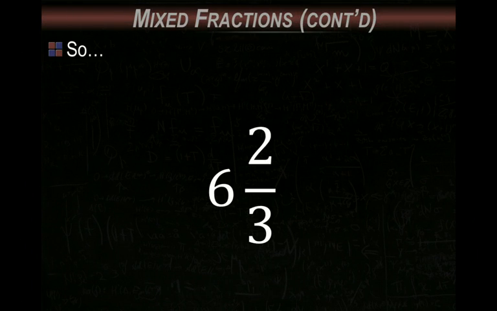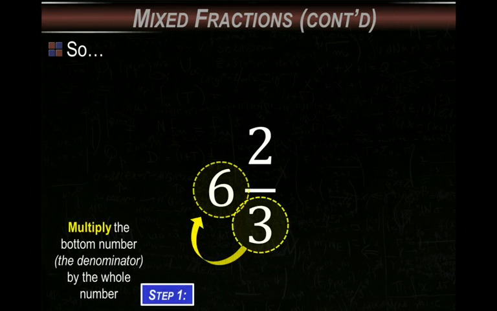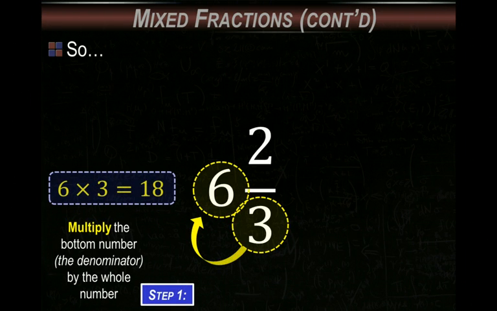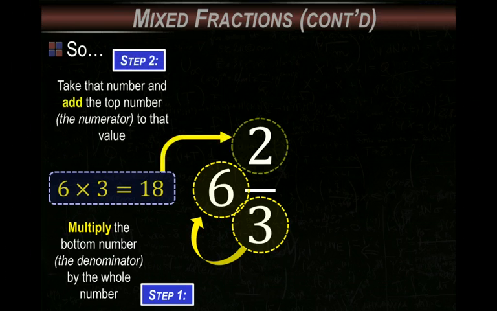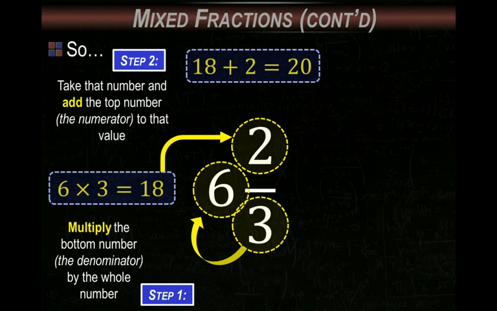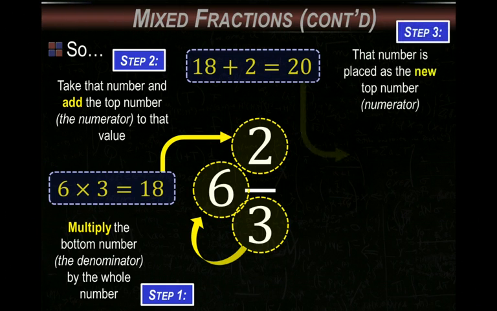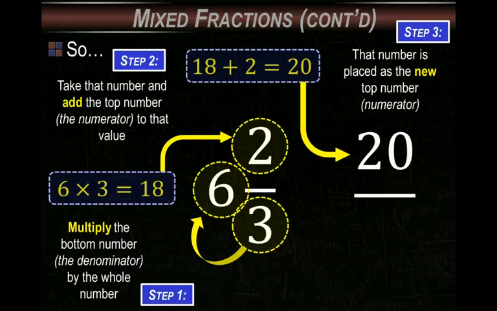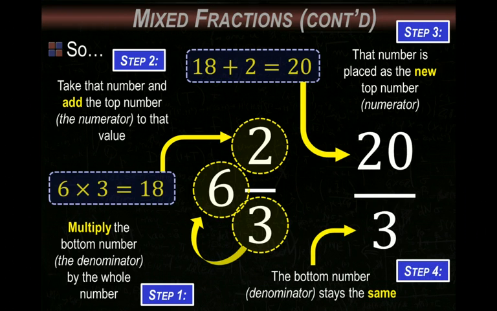Step 1, multiply the denominator by the whole number portion. So 6 times 3, I get 18. Step 2, take that answer, 18, and add it to the numerator. 18 plus 2, 20. That number becomes the new numerator. So it becomes 20. The denominator just stays the same. I don't change the denominator. So 6 and 2 over 3 is the same as 20 over 3.